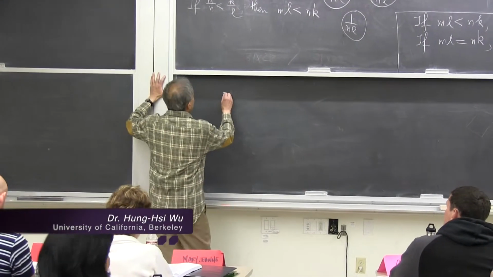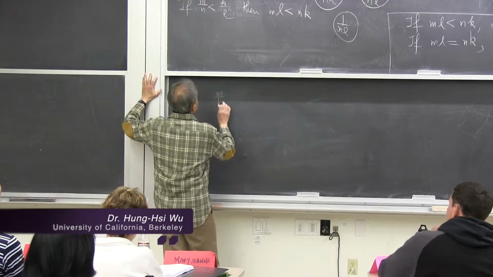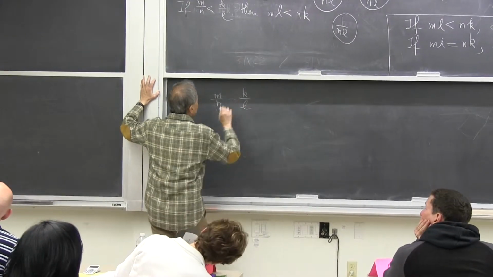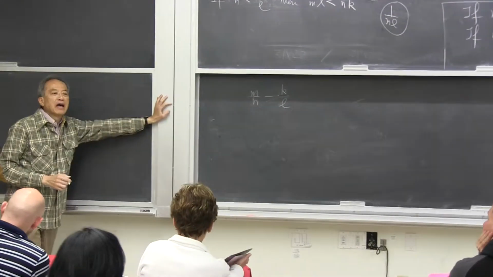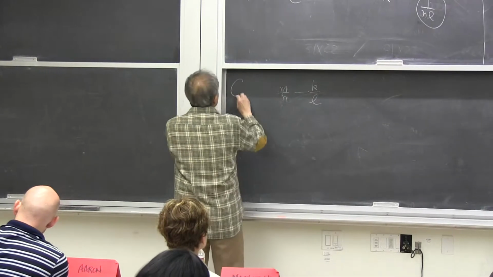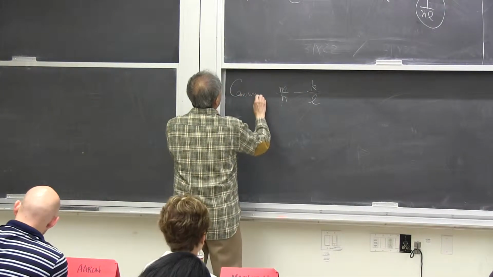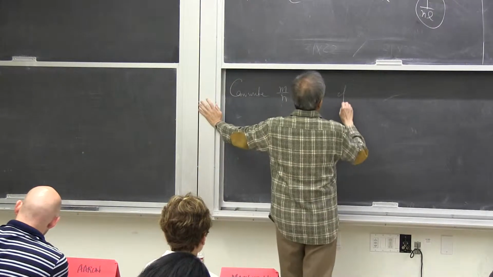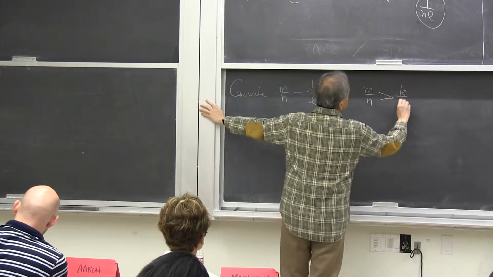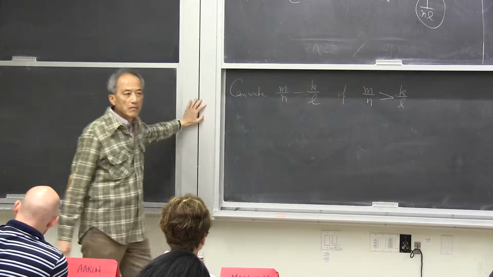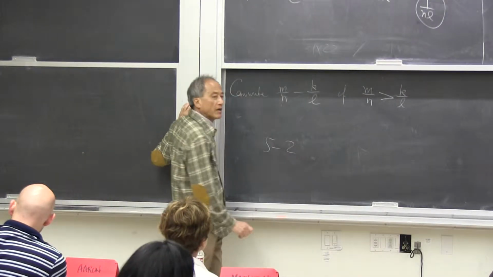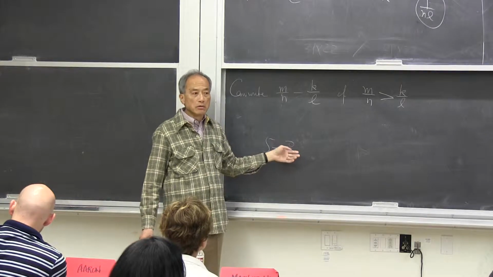So if I have M over N and K over L, I cannot do this unless I can write it, if M over N is bigger than K over L. It's the same as saying 5 minus 2, that's okay if you know 5 is bigger than 2.